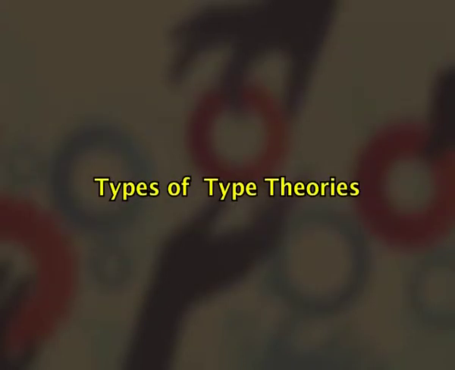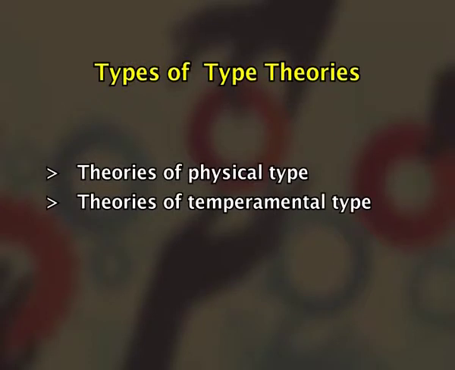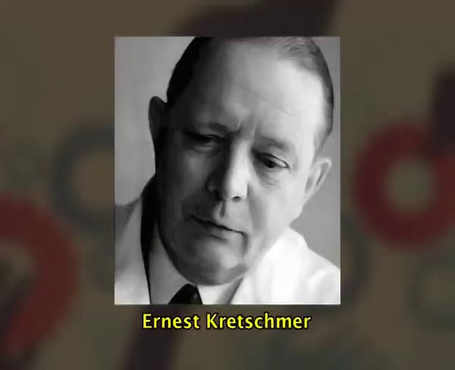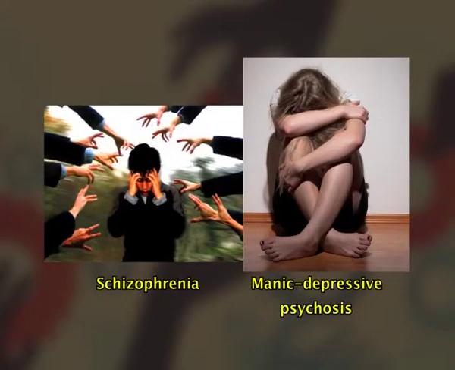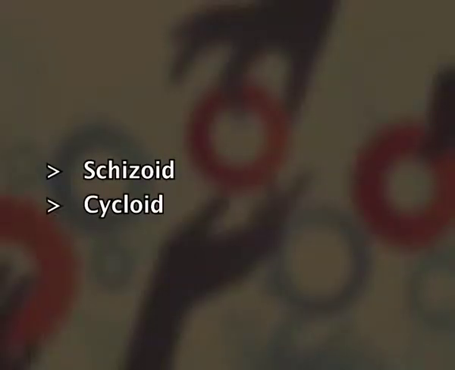There are two types of type theories: theories of physical type and theories of temperamental type. Theories of physical type. Kretschmer's classification belongs to these theories of physical type. Physical typology of Kretschmer, a German psychiatrist, began as a study of two extreme mental disorders called schizophrenia and manic depressive psychosis. From these, he developed the idea of normal temperamental types called the schizoid and cycloid respectively.